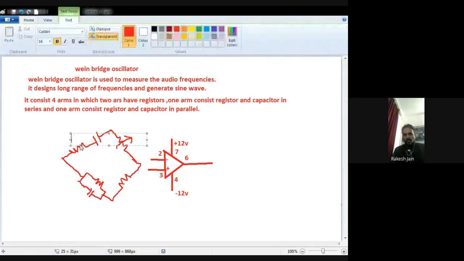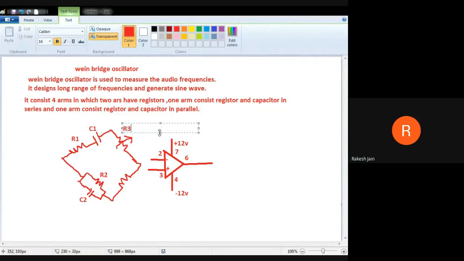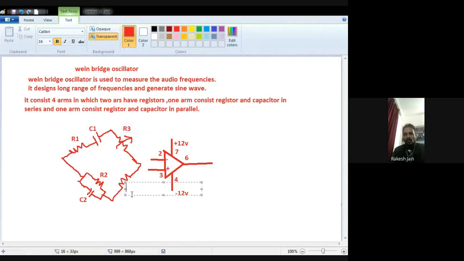This one is resistor R1, which is in series with a capacitor C1. This one is capacitor C2, which is in parallel with a resistor R2. This variable resistor we denote as R3. It is not mandatory to take it variable, but because we are going to design a Wien bridge oscillator, in designing, as per the value of R4, we will choose this value. That's why we denote it with a variable sign.